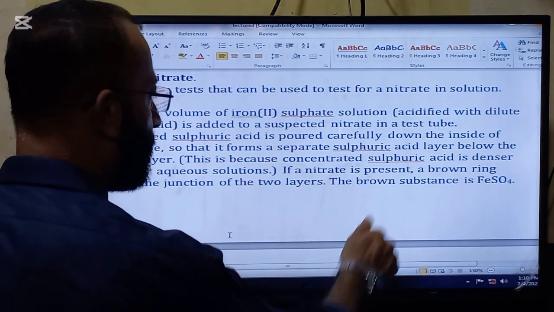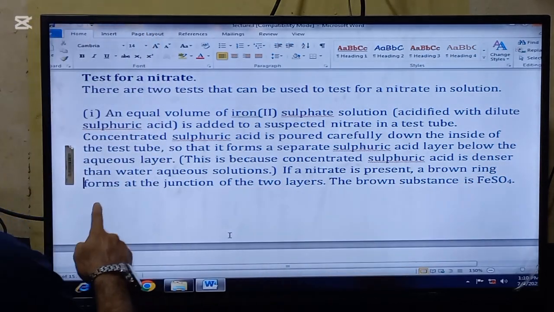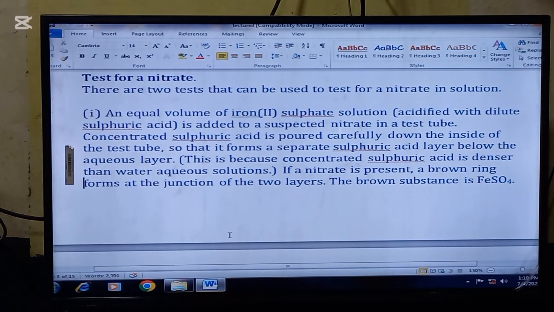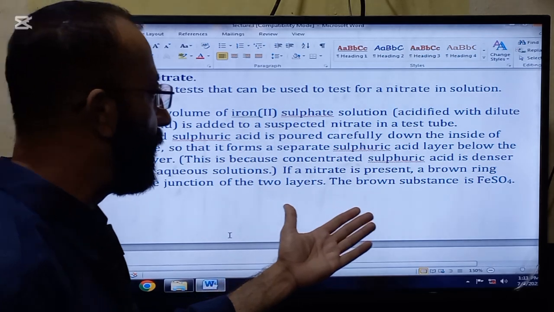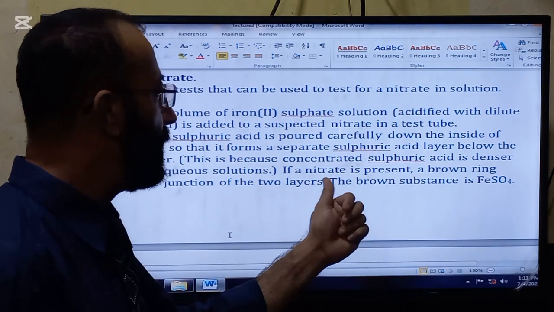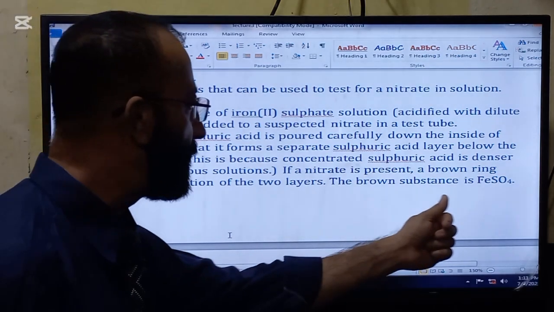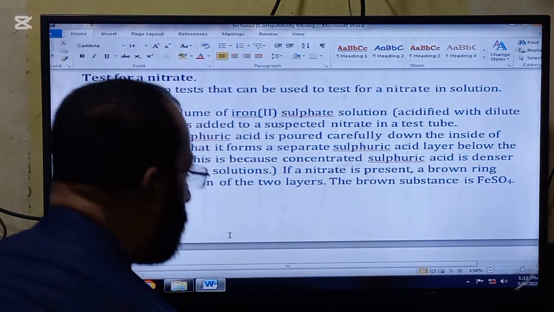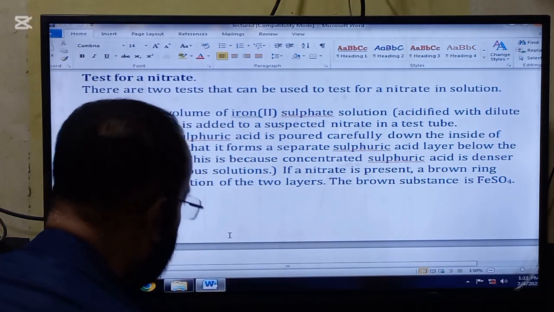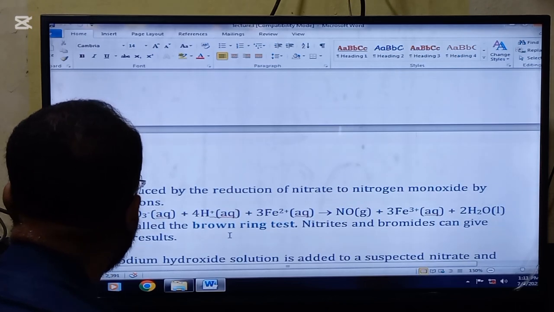If a nitrate is present, a brown ring forms at the junction of the 2 layers. So this is the sign that if nitrate is present, a brown ring will be formed. The brown substance is FeSO4. So this is one test for checking the nitrate.